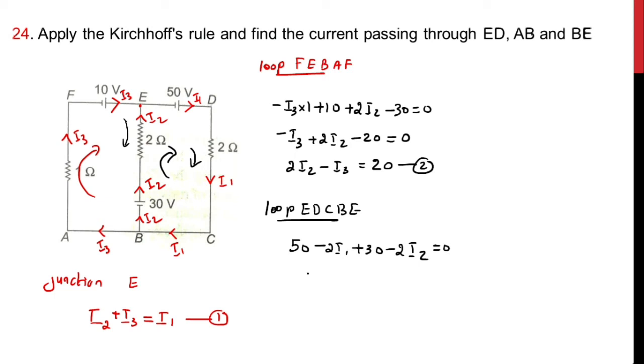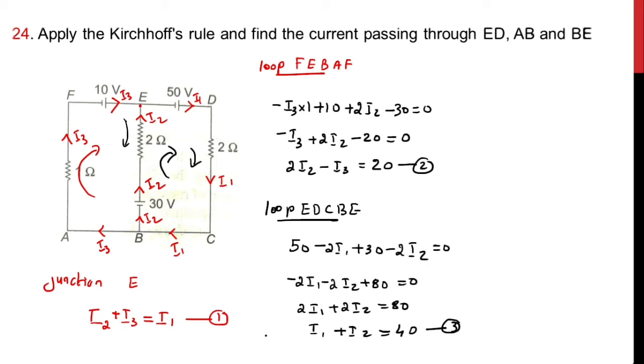So what does the equation become now? We can write minus 2I1 minus 2I2, now 50 plus 30, 80, plus 80 is equal to 0. Or we can simply write 2I1 plus 2I2 is equal to 80, or I1 plus I2 is equal to 40. Equation number 3. Alright, equation number 3: I1 plus I2 is equal to 40.